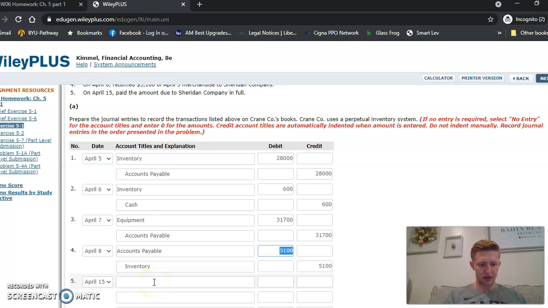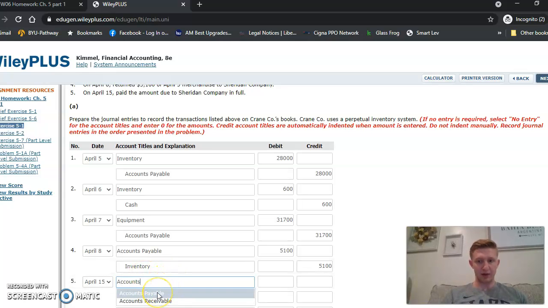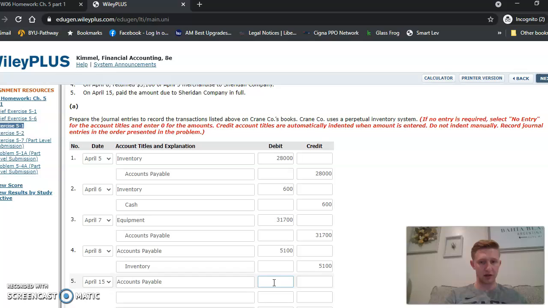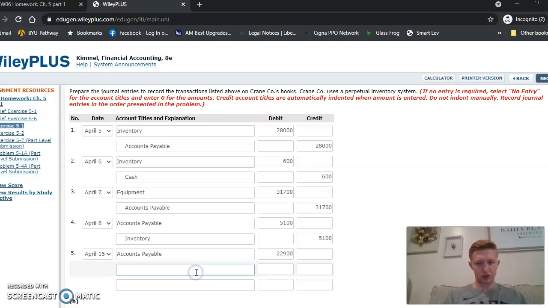So here for April 15th, we're going to do a debit to accounts payable to show that they reduced that remaining balance and they ended up paying them in full of what was left over, which if we take 28,000 and minus 5,100, that leaves us with $22,900 that they still owed Sheridan Company. So we're going to go ahead and do a debit to accounts payable for $22,900. And then for cash, this is where it gets a little bit tricky.